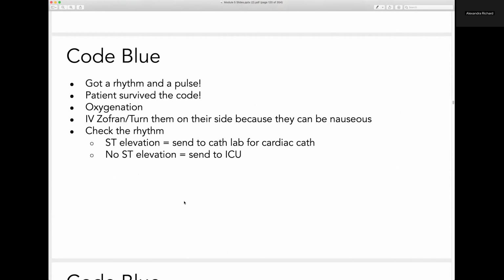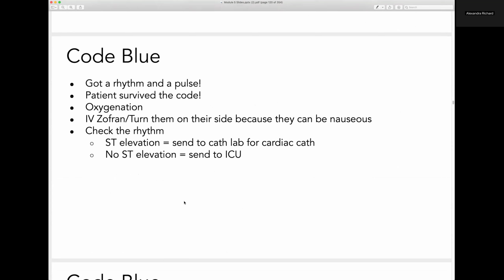Now, if you get a rhythm and you got a pulse, the patient has survived. Congratulations, you saved a life. Provide them with oxygen, give them IV Zofran, turn them on their side because they can be nauseous and throw up. And then you're going to check the rhythm.